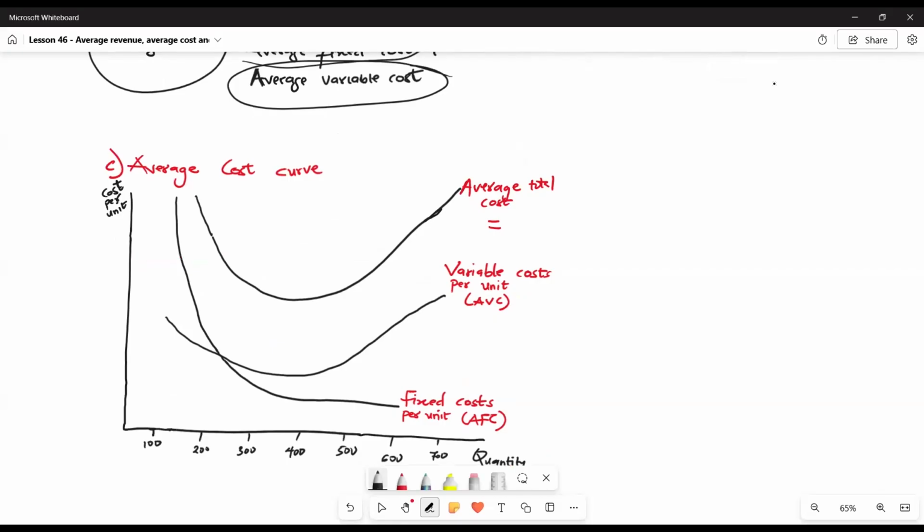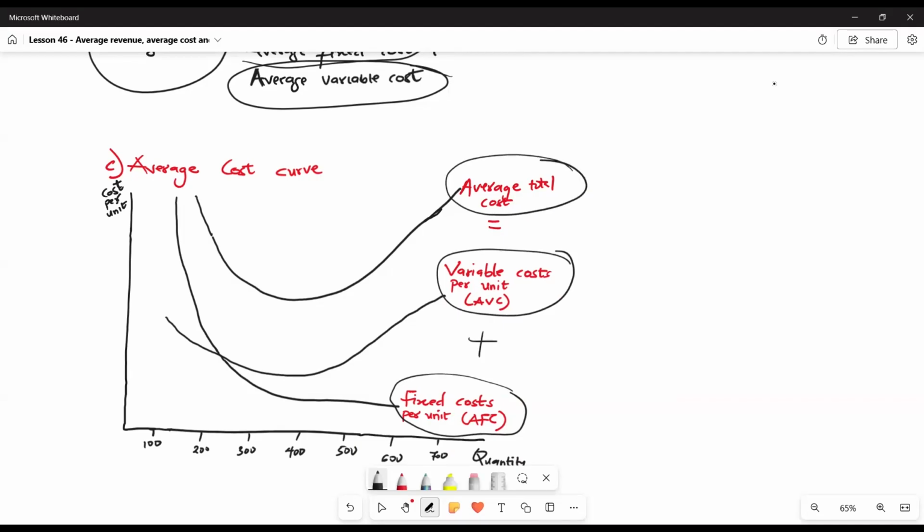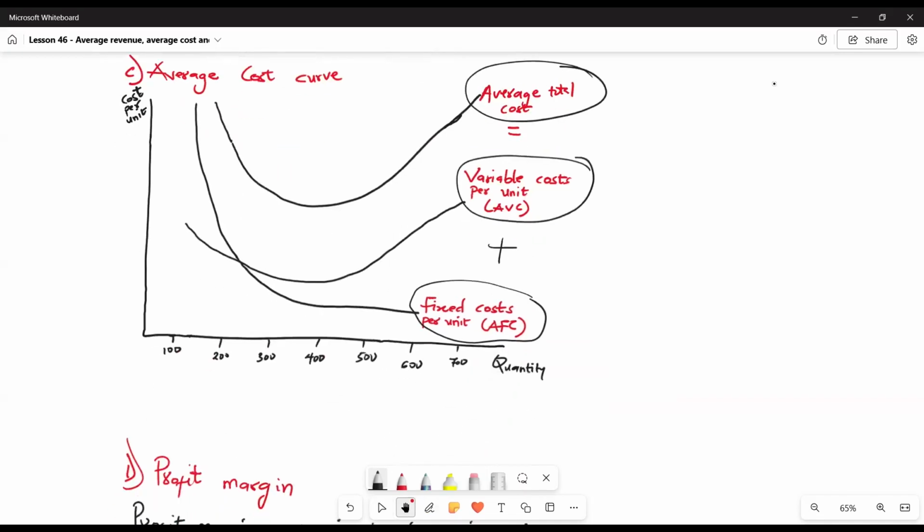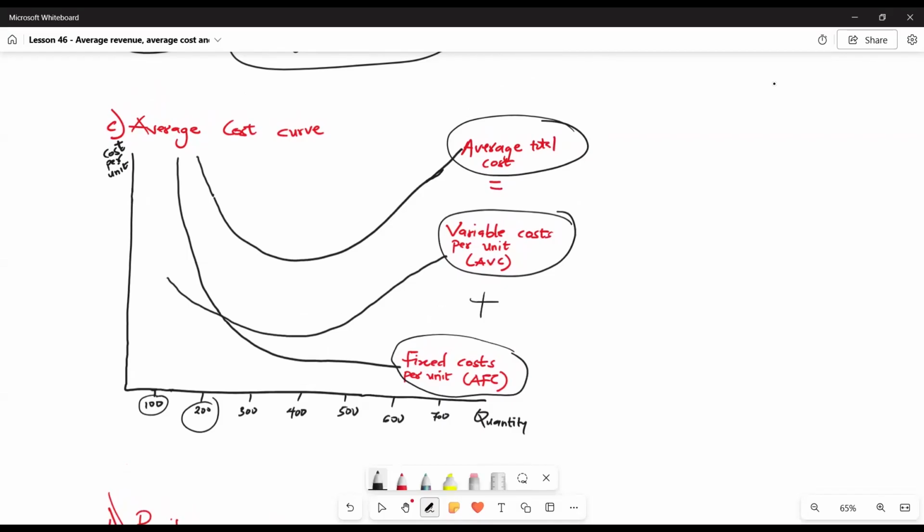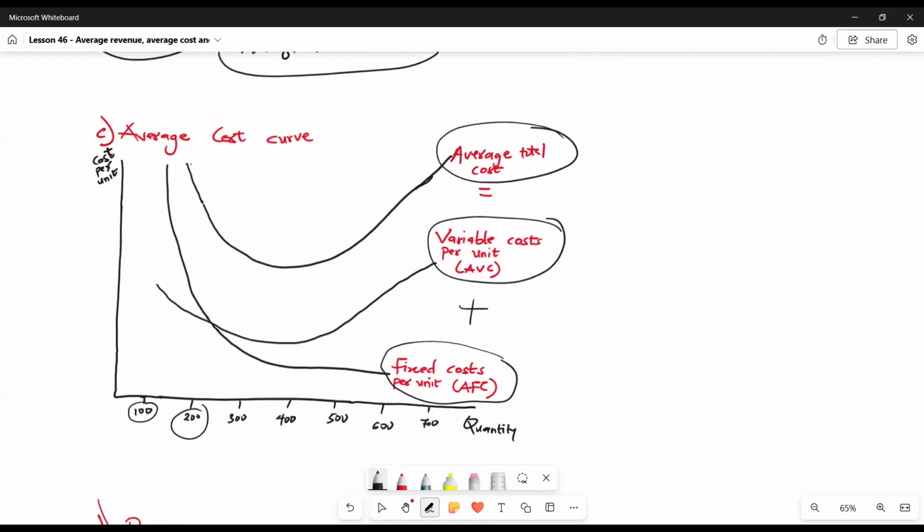So let's first look at how the average cost curve looks like. You can see from this graph that we have our fixed cost here and we have our variable cost here. So these two adding up will give us our average cost, which can also be called average total cost. When we start from a low level of production, for instance 100 or 200, your average cost typically declines, and we can see that in this area of our average cost curve.